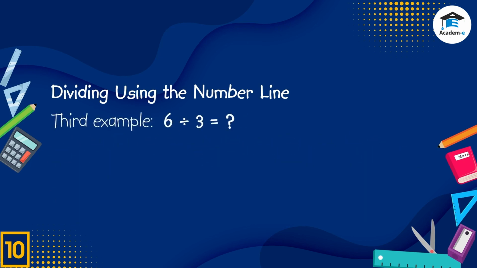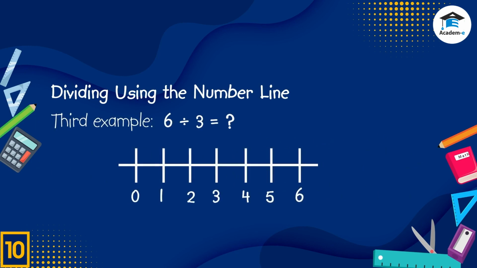6 divided by 3 is equal to what number? We need to find the answer by using the number line. We will start at number 6 and count 3 numbers backwards until we get to 0. Each time we count 3 numbers, we will put a dot on the number line to show that we have counted 3. Let's start at 6 and count backwards.